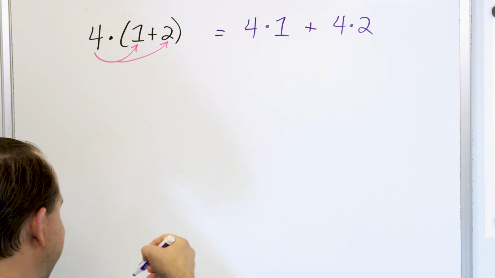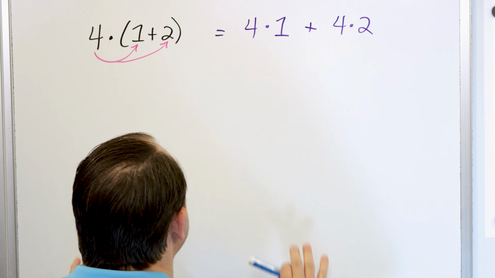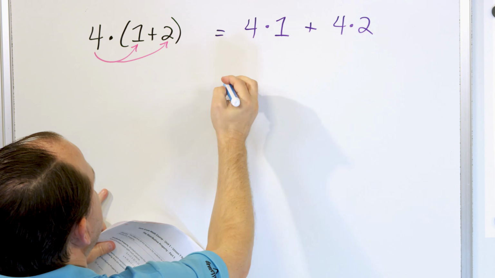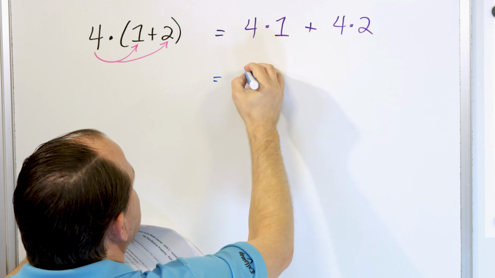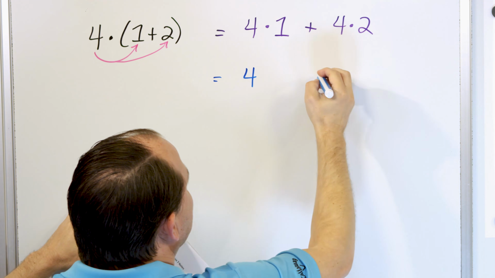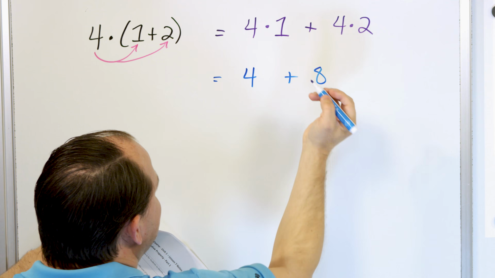All right? Now let's take this a little farther down, and let's just convince ourselves this is true. Well, what would we get if we did the 4 times 1? We would have a 4. What would we get if we did the 4 times 2? We would have an 8. And of course, they're added together.